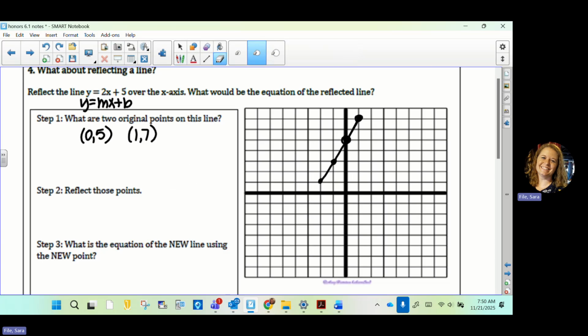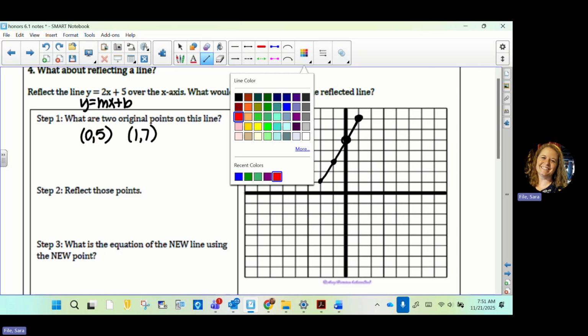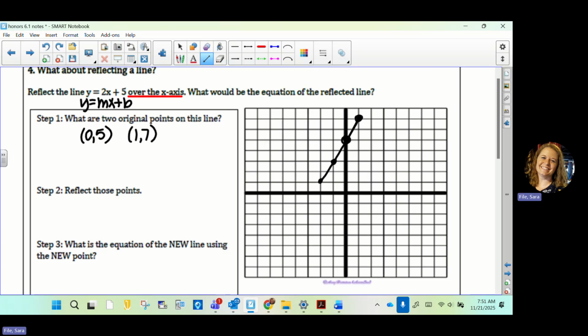Okay, now you're going to reflect those points. This time we are reflecting across the x-axis. So I just take 2 or 3 or 4, however many points you ended up plotting, and reflect them. This point here that I ended up with at the bottom was at -2, 1, so it'll be at -2, -1. This point is 3 above, it'll be 3 below.